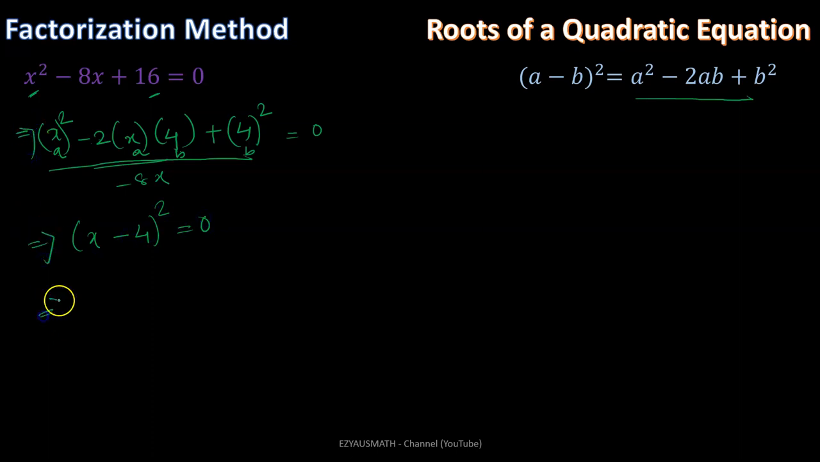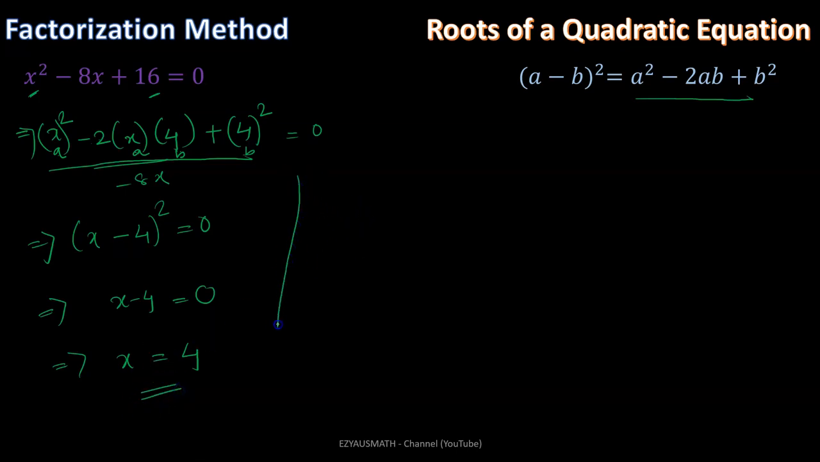Now to remove the square, we will apply square root on both sides. So square root of x minus 4 whole square is x minus 4. Square root of 0 is 0. That means x is equal to 4. That means we can add 4 to both the sides to get the solution or the roots of this equation.